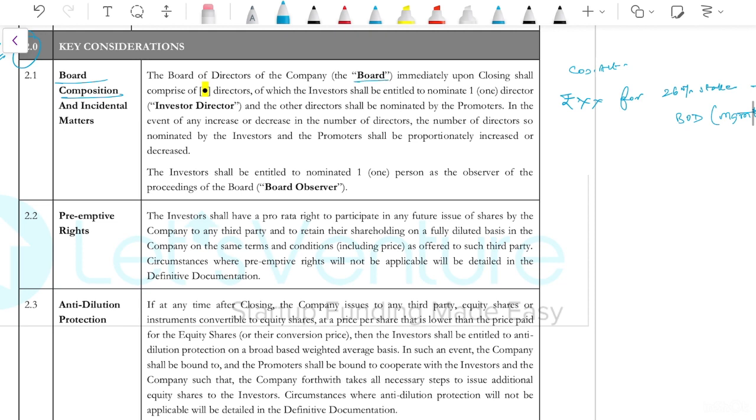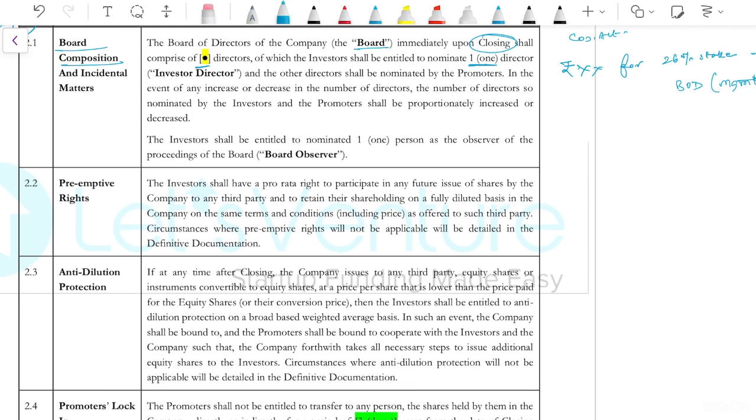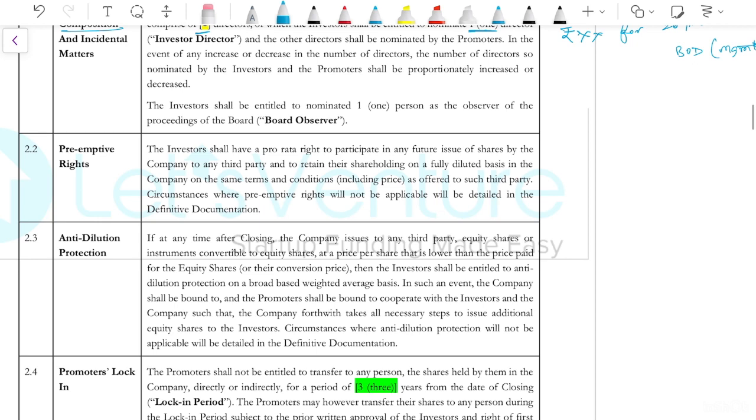The board of the company immediately upon closing. Here again, mark that it is saying upon closing and not upon execution, shall comprise of X directors, of which the investor shall be entitled to nominate X directors. I have seen term sheets wherein the investor has even asked for two nominee directors instead of one. So this can actually change. In the event of increase or decrease in the number of directors, the number of directors shall be proportionally increased or decreased as nominated by investors and promoters.